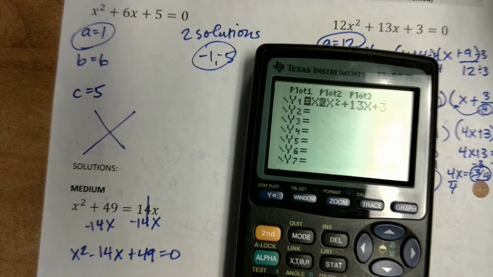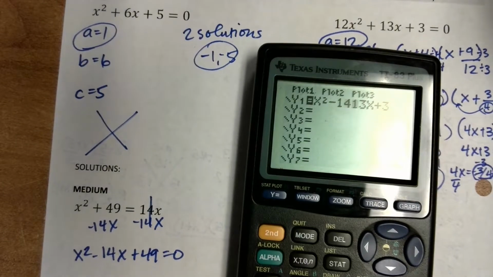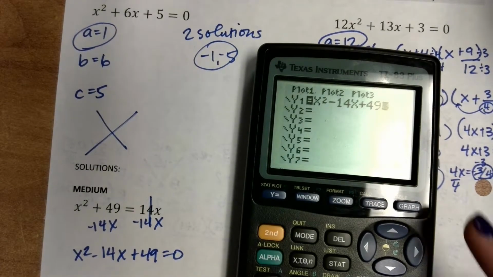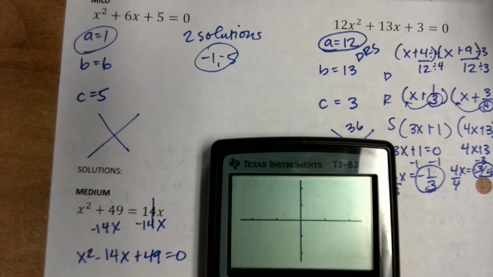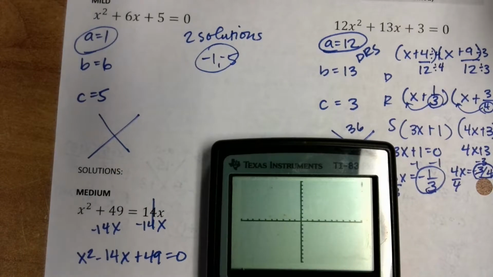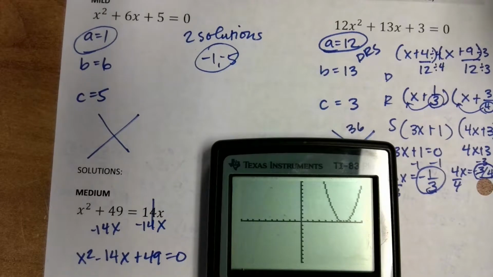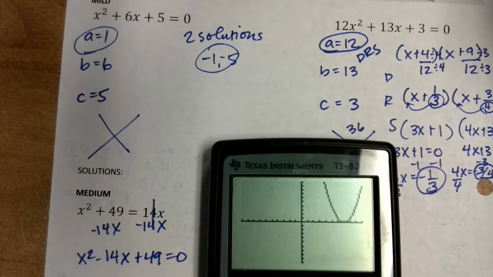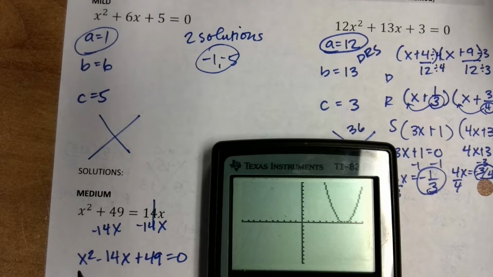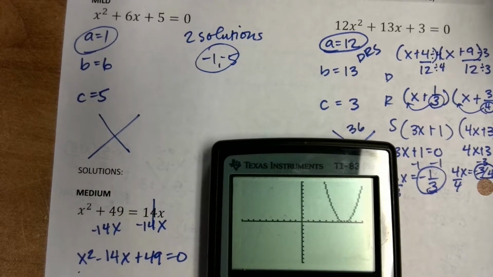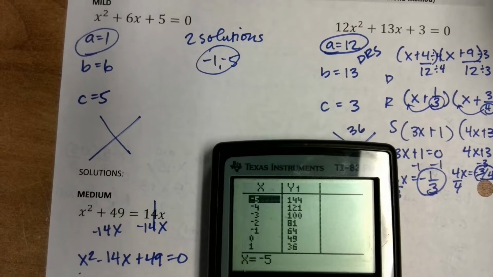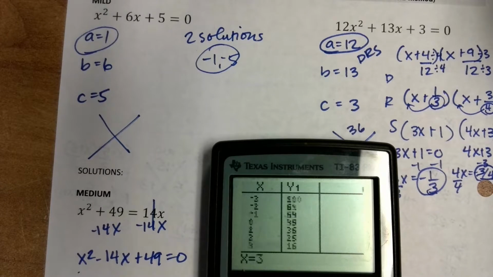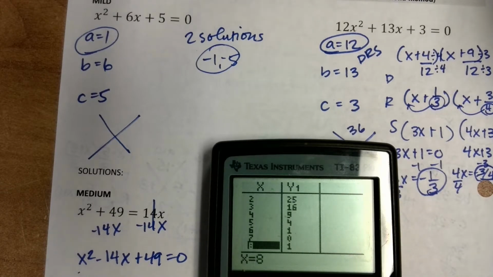X squared minus 14x plus 49. Negative 7 plus negative 7. Is it negative 14? We do DRS, right? No, because is the a greater than 1? No. Oh, excuse me. Sorry. X minus 7 squared. It might be one solution. I put x minus 7 squared. Yep, it's squared, so you've got one solution.